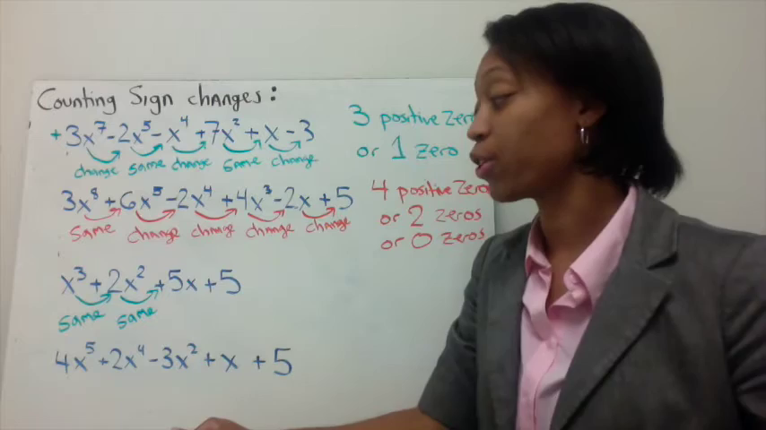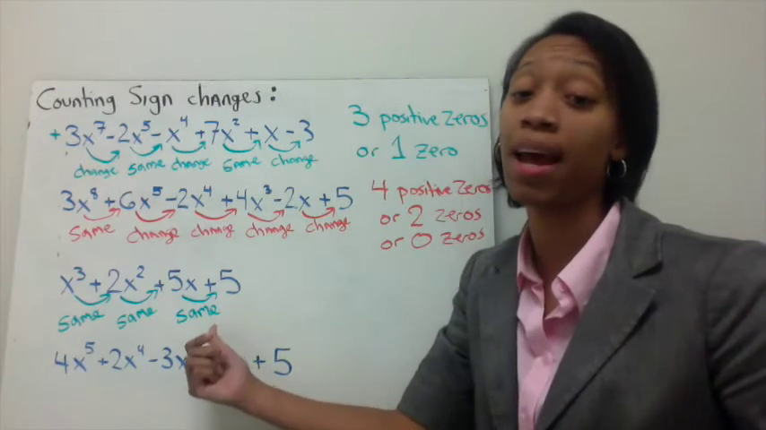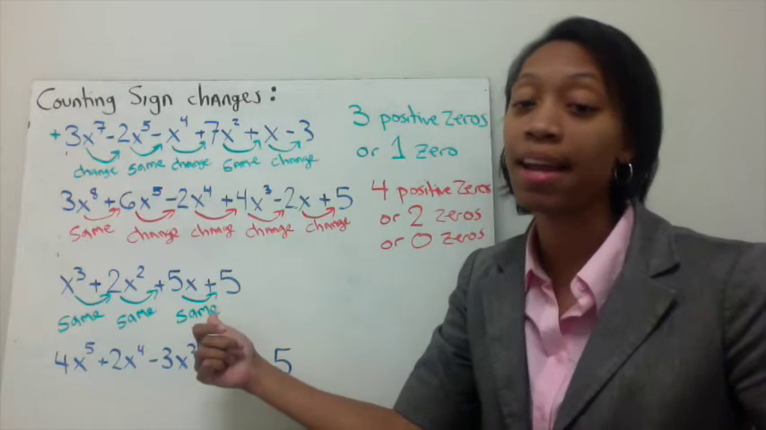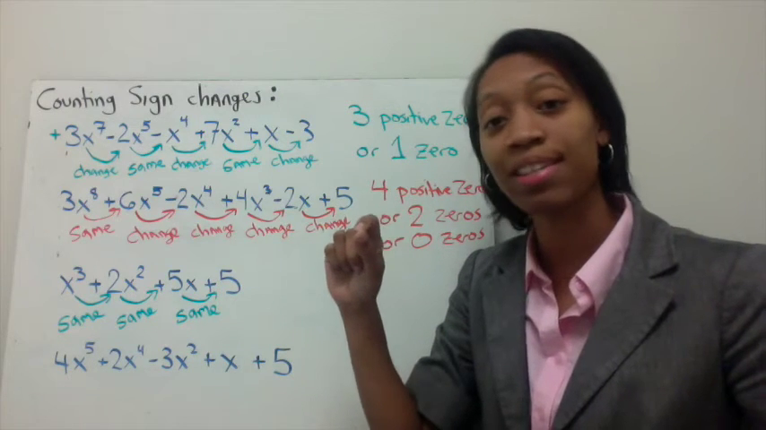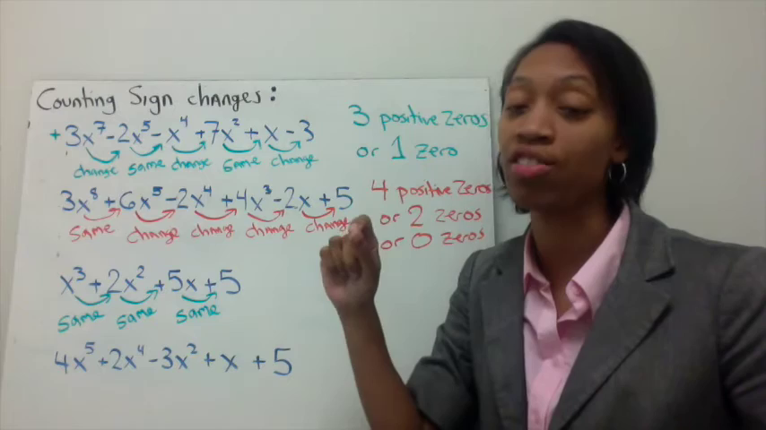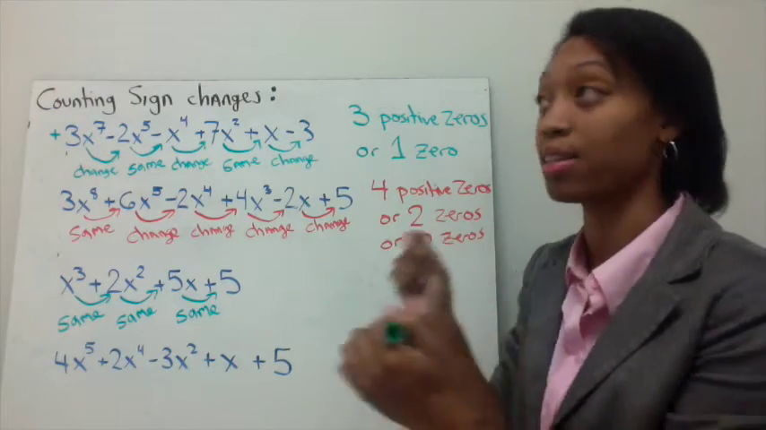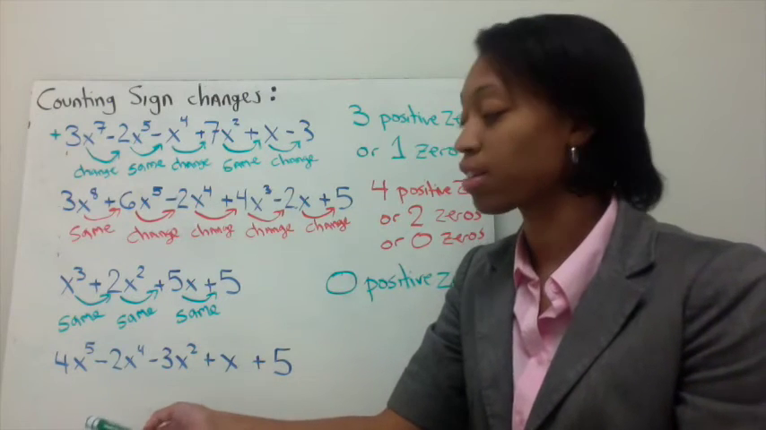Okay, still the same. Okay, so this one has 3. It stays the same every time. It has 0 changes. So since it does not have any changes, 0 changes, it must have 0 positive zeros. All right, let's look at the next one.